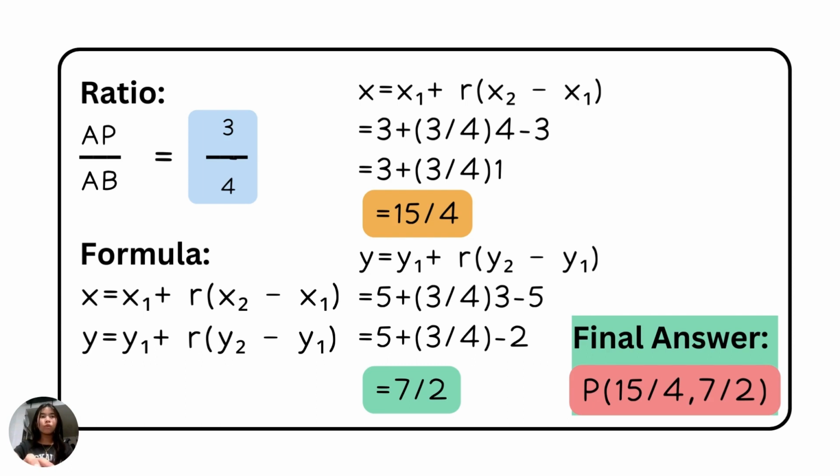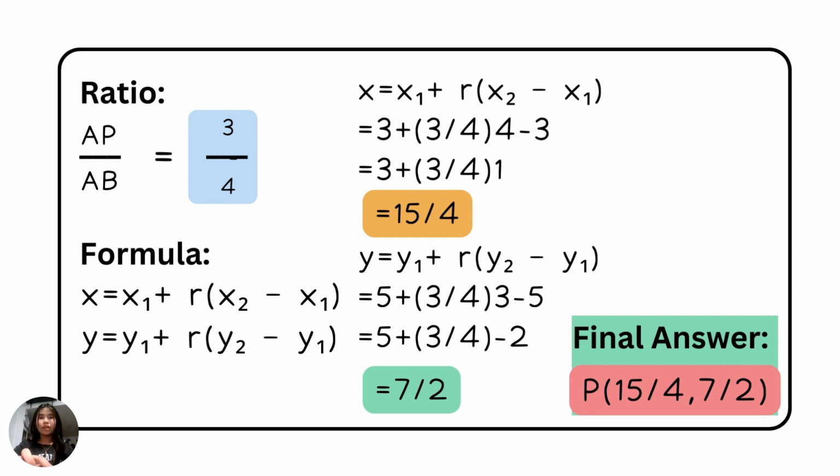The formulas that we will be using to solve the given problem are: x equals x sub 1 plus ratio multiplied to x sub 2 minus x sub 1, and for y, it is y sub 1 plus the ratio multiplied to y sub 2 minus y sub 1. For x, we will substitute it to the formula. Then it will become 3 plus 3 over 4 multiplied to 4 minus 3. Then 3 plus 3 over 4 multiplied to 1, and the final answer will be 15 over 4.